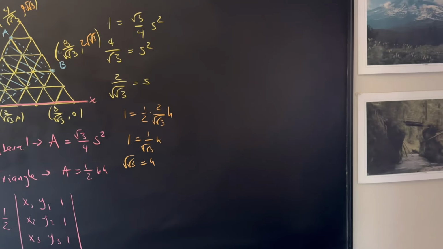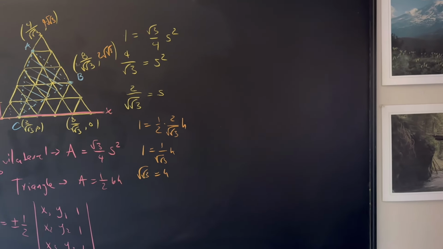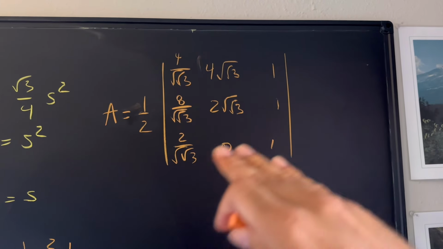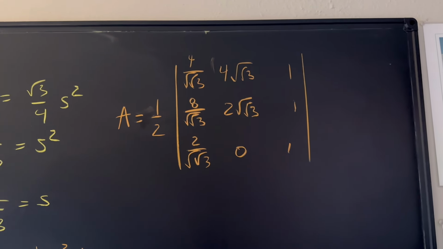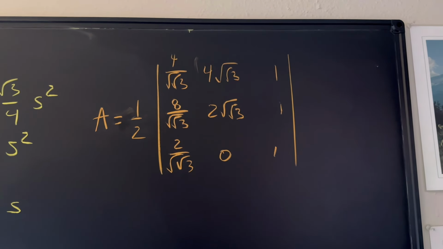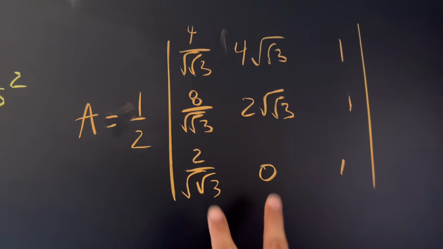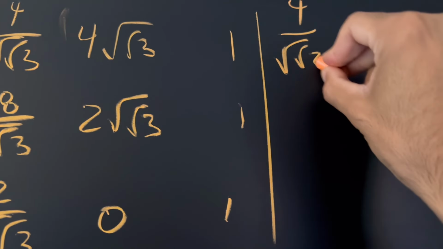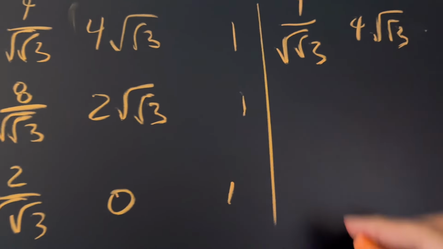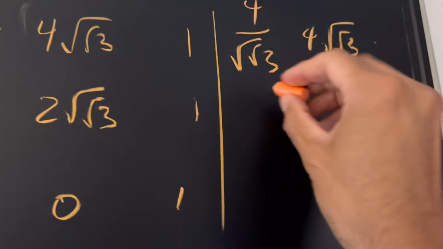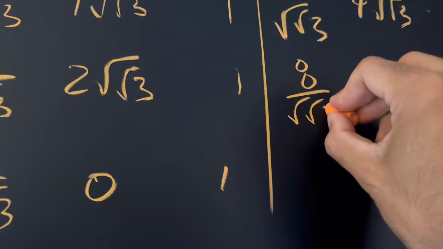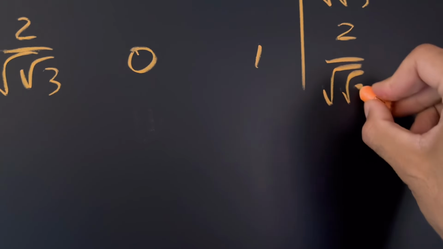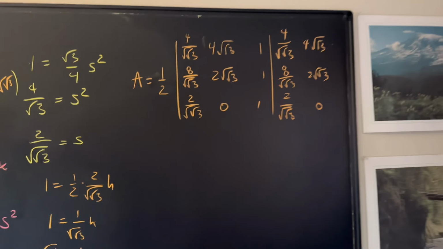So let's go ahead and put that here on this side of the blackboard. Okay, so here we go. We have our x1, y1, x2, y2, x3, and y3. And whenever we're finding a determinant for a 3 by 3 matrix, I just like to utilize the trick where you go ahead and duplicate the first 2 columns on here. So you have 4 over square root 3, 4 square root 3, and we continue that process. We're going to go ahead and duplicate those. So 8 over square root 3, 2 square root 3, and then we have 2 over square root 3, and then we have 0.